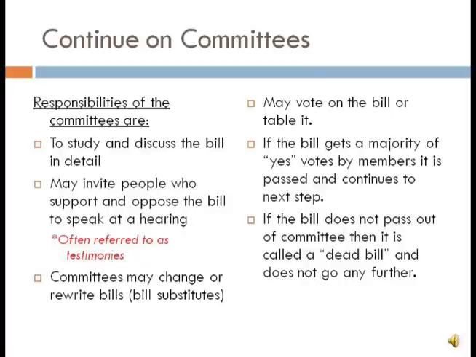Committees may change or rewrite bills. Then they will vote on a bill or they will table it. If the bill gets a majority of yes votes by the members, it is passed and continues to the next step. If the bill does not pass out of committee, then it is called a dead bill and it will not go any further.